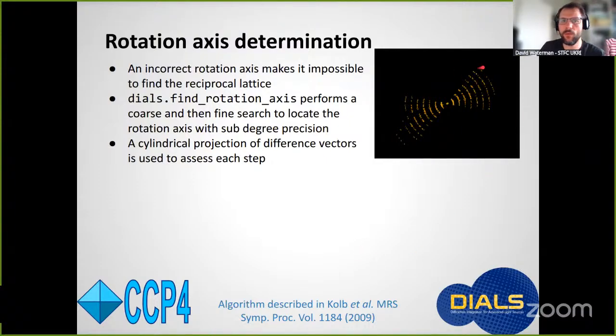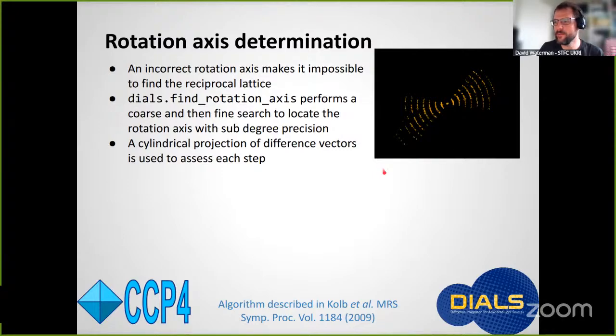So here we're looking down the assumed rotation axis, and in this case, the rotation axis is completely wrong somewhere. And what we see is that the points are just mapped out into rings around that rotation axis, not into a proper lattice. And then previously in DIALS, we were relying on prior knowledge or forms of guesswork based on the images to figure out the rotation axis.